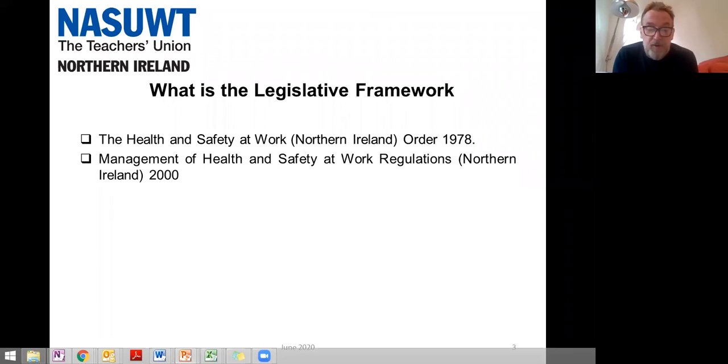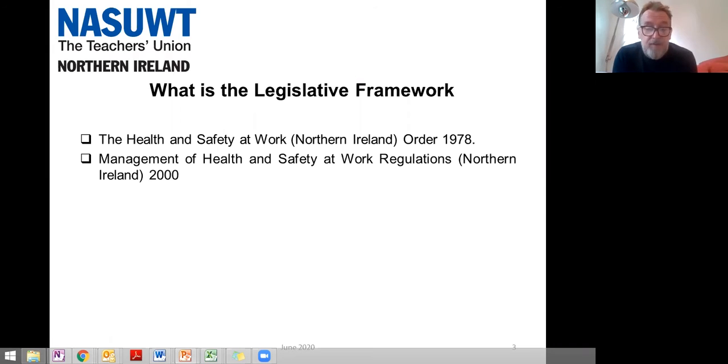So the Health and Safety at Work Northern Ireland Order 1978 is the basis for the health and safety system in Northern Ireland. This piece of legislation states that an employer must do everything that is reasonably practicable to ensure the health, safety and welfare of its employees. And I think the other one there to remember is not just the health and safety, but the welfare aspect. So in a school setting, the term employees will also include pupils and volunteers.